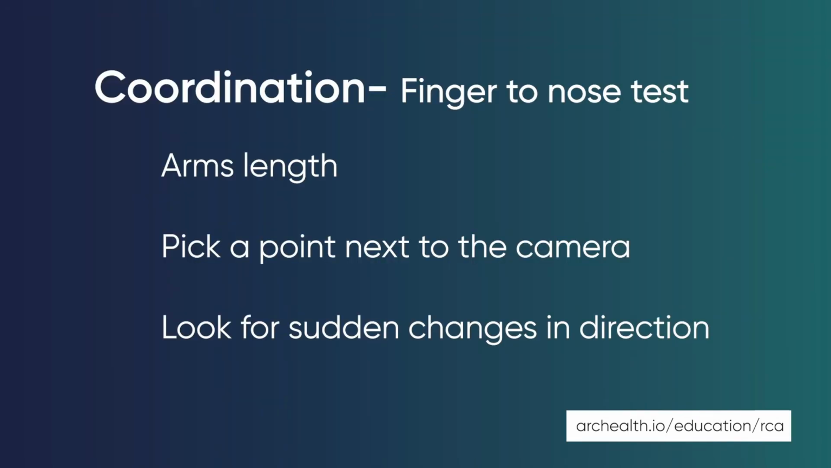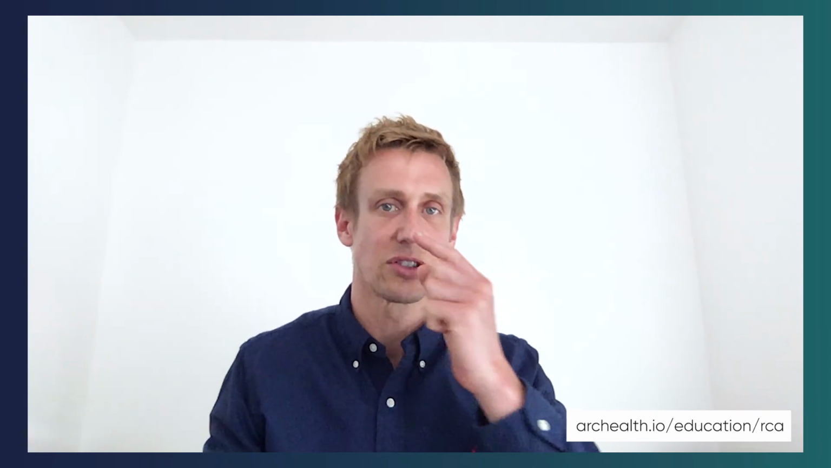For coordination, the finger-nose test can be done by asking the patient to move arm's length back from the screen, pick a specific point next to the camera, and then alternate between their nose and that point on the screen. You'll be able to see any hesitation. In particular, you'll be looking for any sudden changes in direction, such as this, which would suggest some dysmetria.